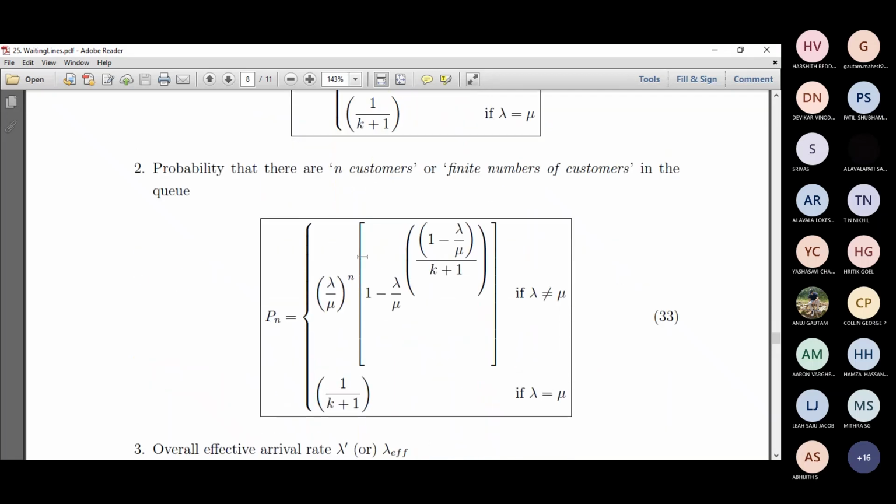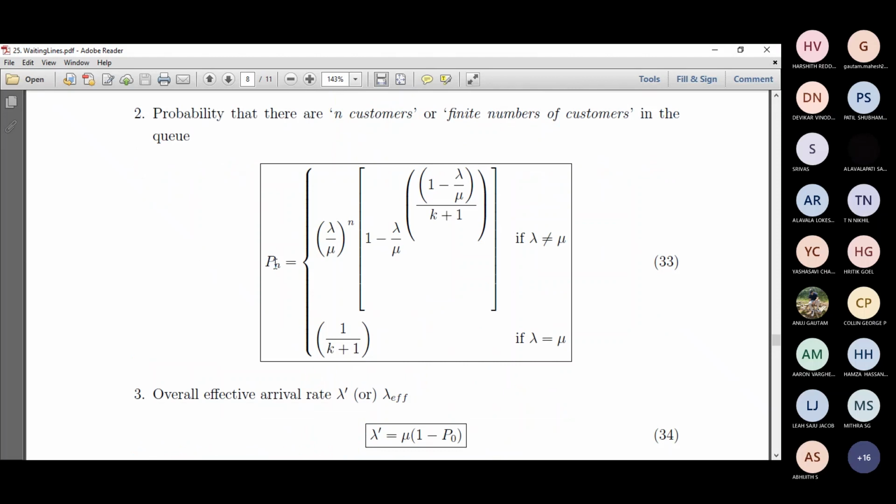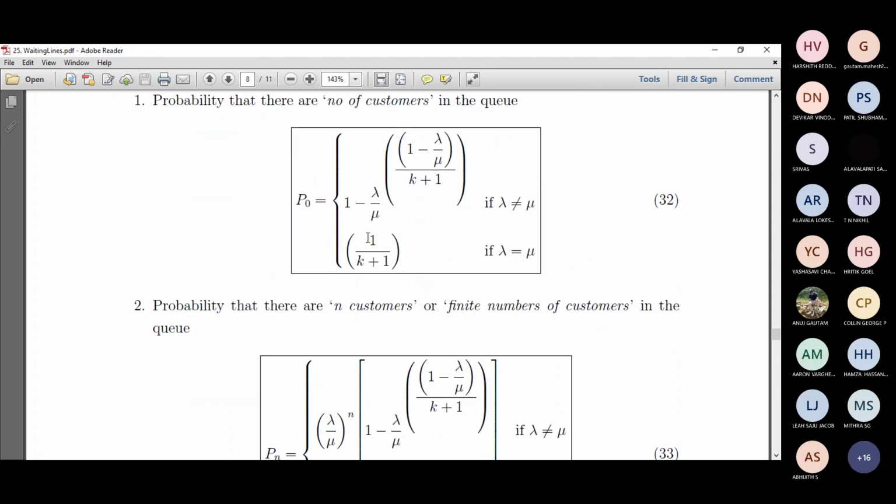Right. And this is also a very important thing: the probability of n customers, a finite number of customers, in the system, which is Pn equals lambda by mu to the power n, into 1 minus lambda by mu, divided by 1 minus lambda by mu to the power K plus 1. This is if lambda is not equal to mu. If lambda equals mu, then it is 1 by K plus 1. So it's pretty similar to P naught.